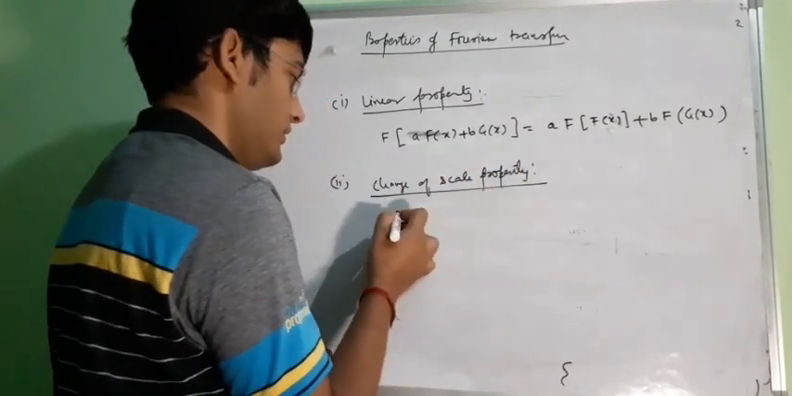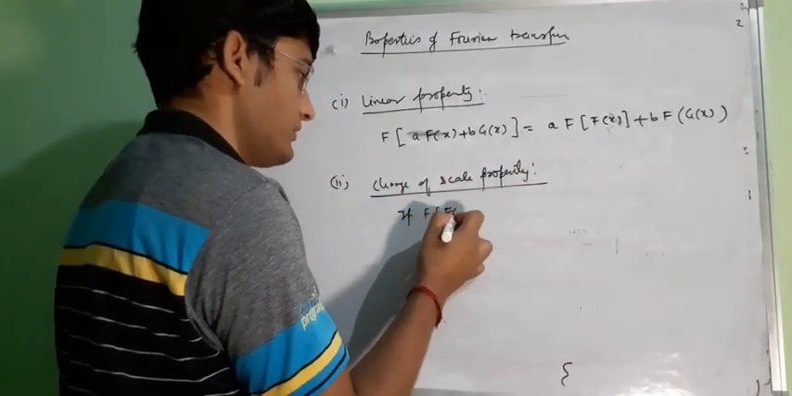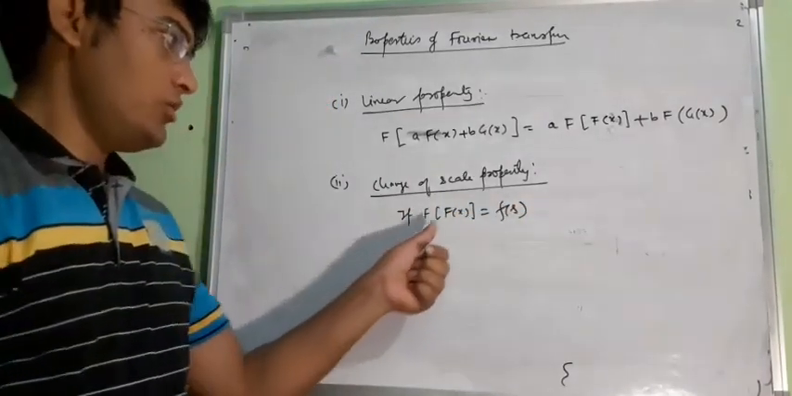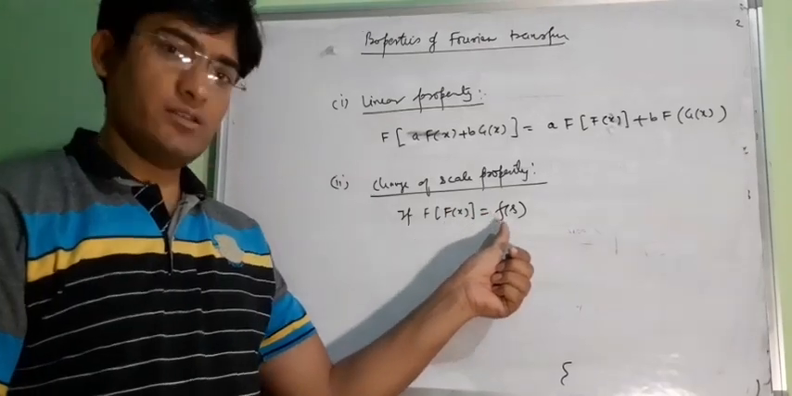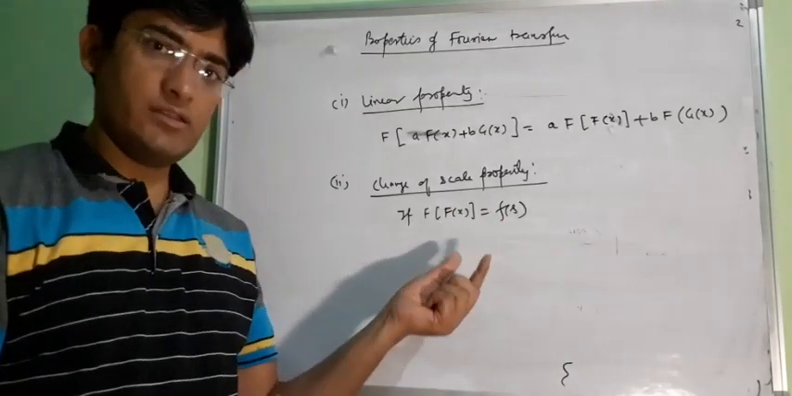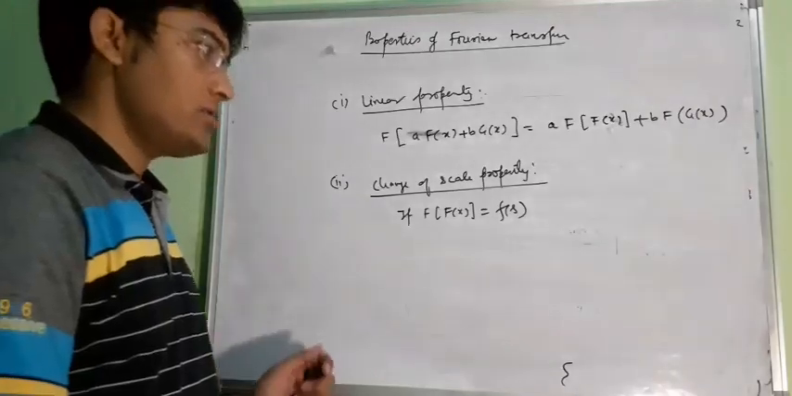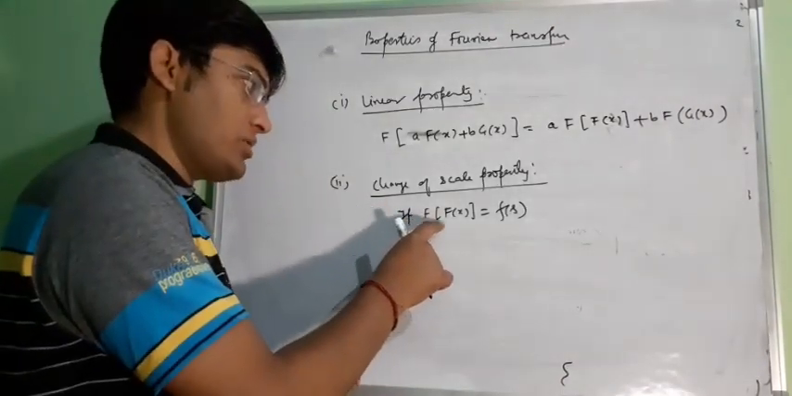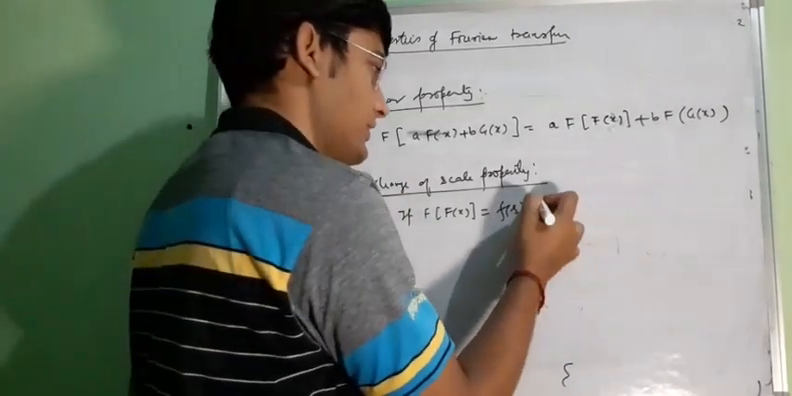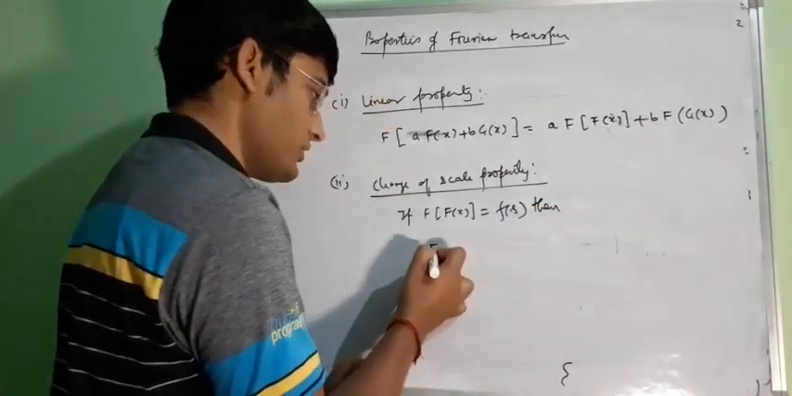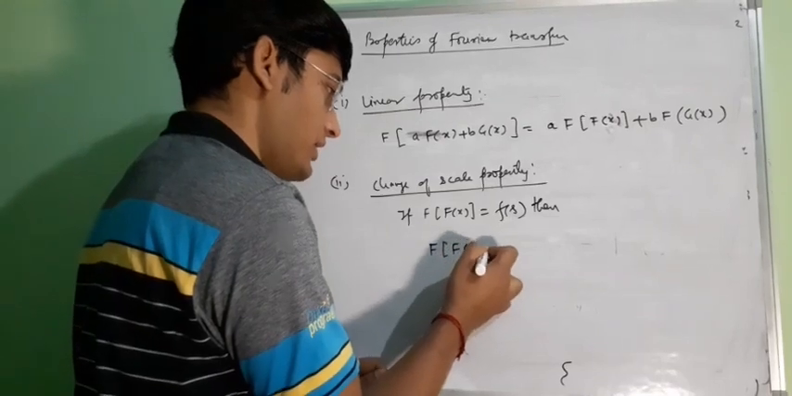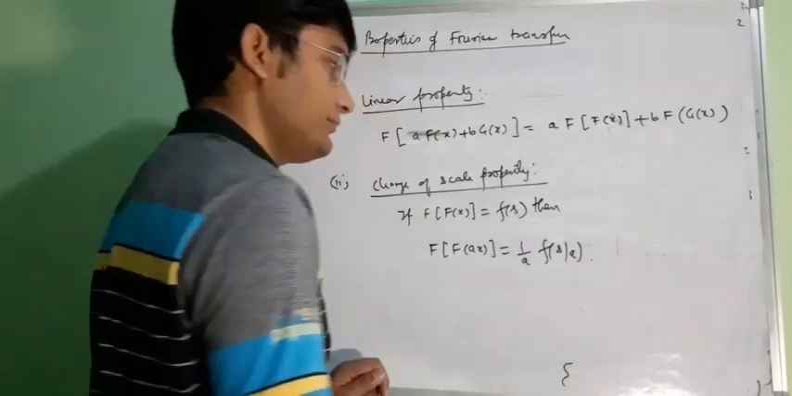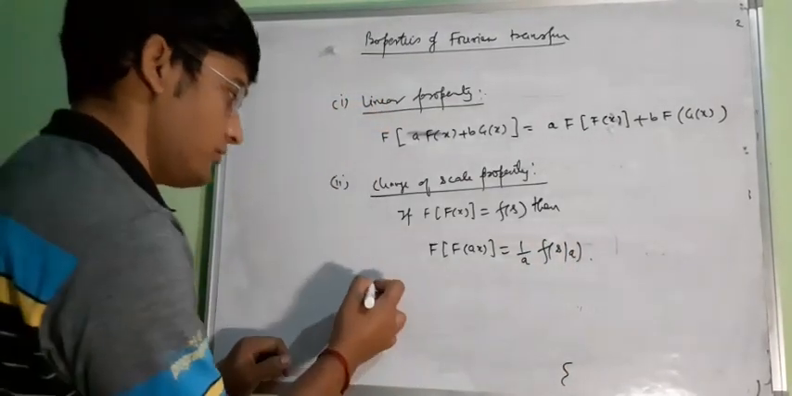Now if the Fourier transformation of f(x) is equal to F(s), that means if the Fourier transformation of f(x) exists, that means the function f(x) is piecewise continuous and integrable in the interval minus infinity to infinity. Now, if the Fourier transformation of this function is equal to F(s), then the Fourier transformation of f(ax) is equal to 1 upon a F(s upon a). So let us prove it.